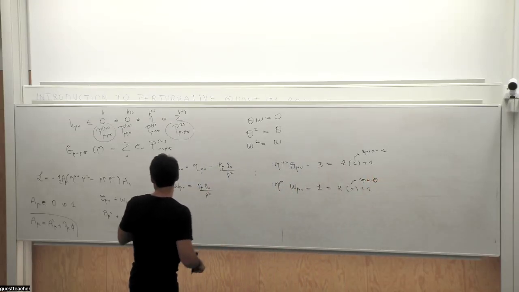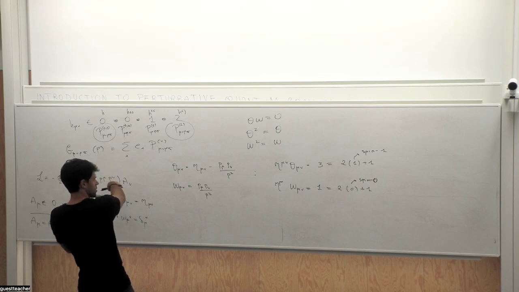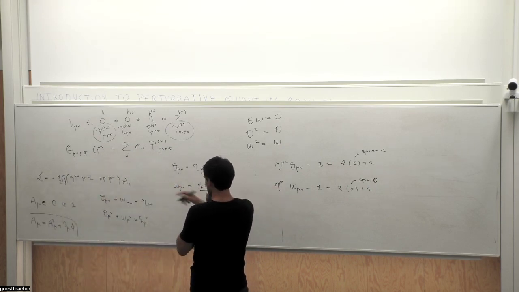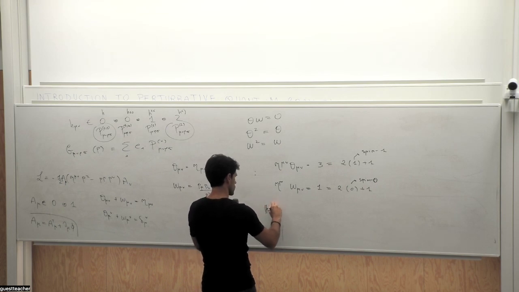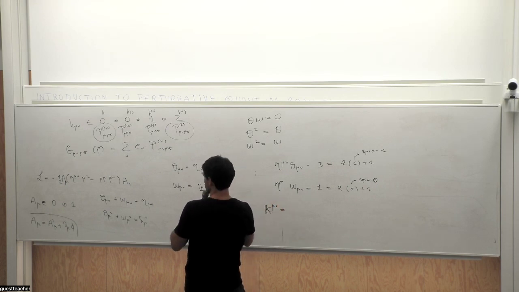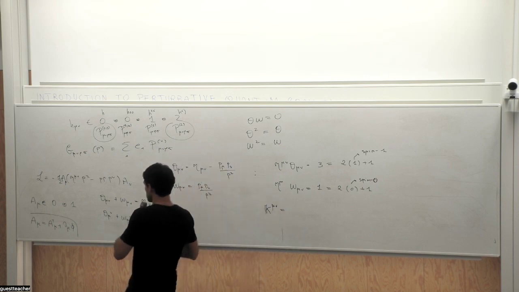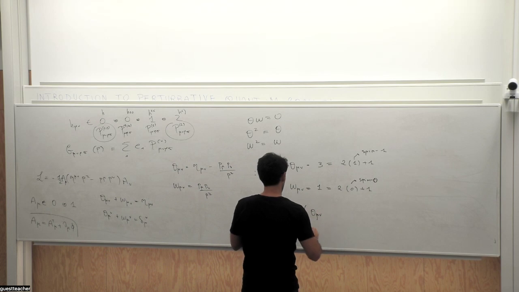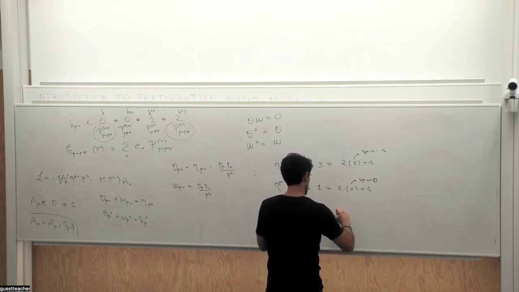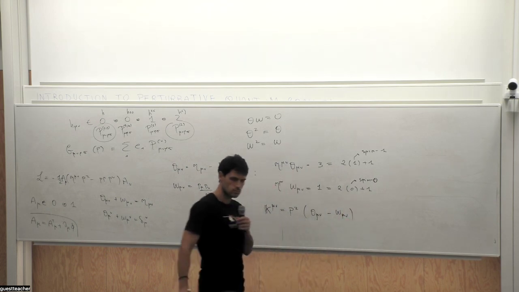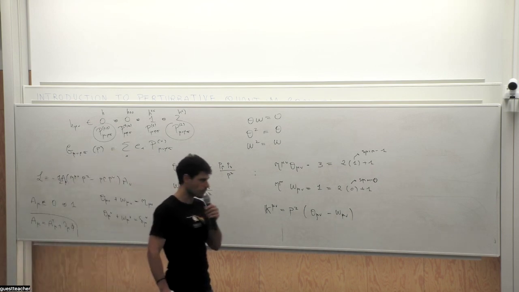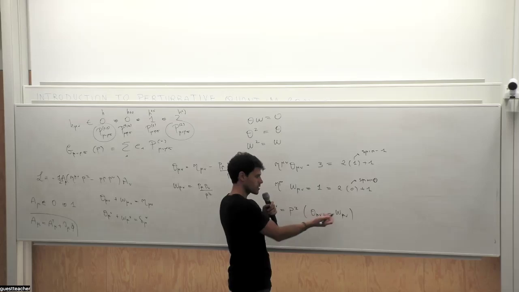And what is nice actually is that you can rewrite this object in terms of this projector, because the kinetic operator for the photon will basically be p squared times theta mu nu minus omega mu nu. That's the kinetic operator for the photon. Okay? So it's written in terms of spin 1 and spin 0.